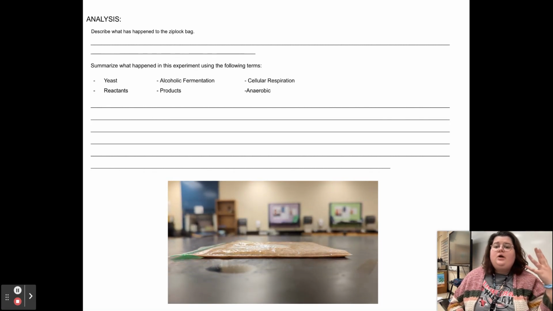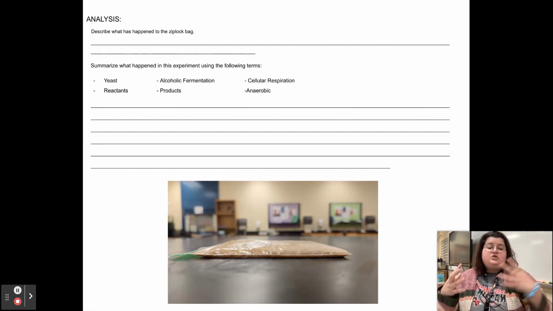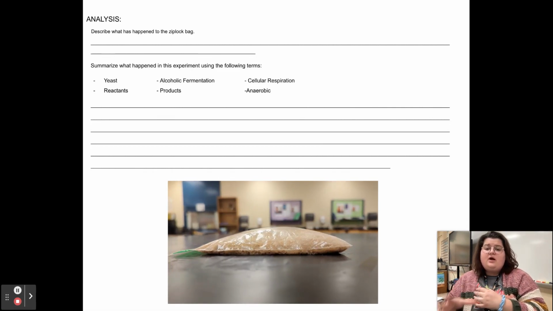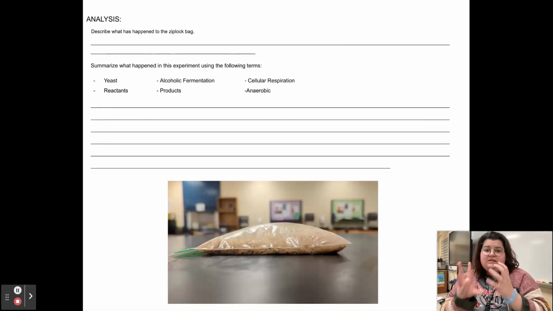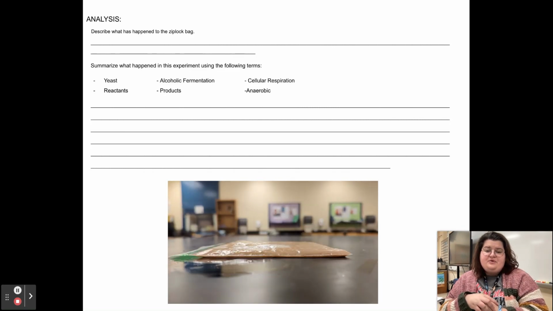Is it doing aerobic or anaerobic cellular respiration? What is anaerobic and aerobic? What are the reactants? What are the products that are being produced? What is the gas that's being produced there, right? Where does alcohol fermentation come into play? So use those words and describe what is happening in the bag, what we see scientifically through the process of fermentation and anaerobic respiration. If you have any questions, let me know.